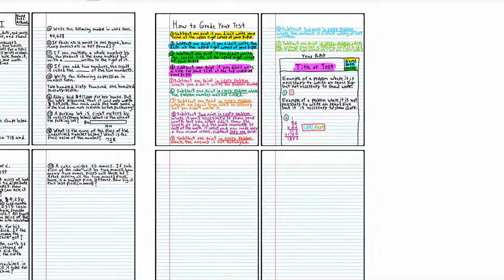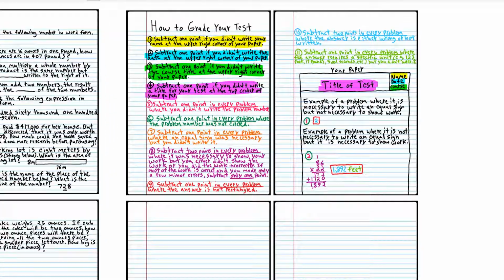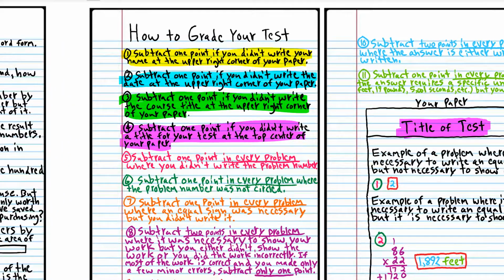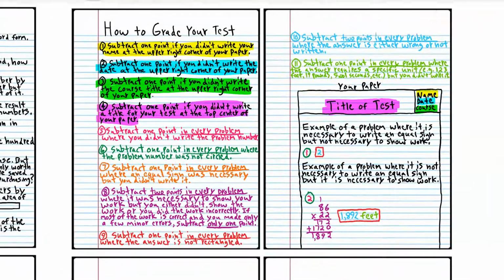Now you're probably thinking, well, why are we going to go over how to grade the test? I haven't taken the test yet. Well, what this is going to do is it's going to show you what I expect. So number one, subtract 1 point if you didn't write your name at the upper right corner of your paper. All right, so you need to write your name.